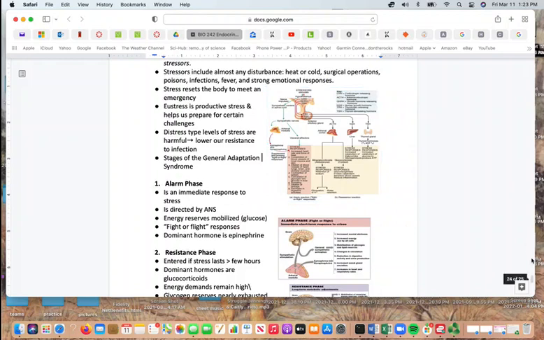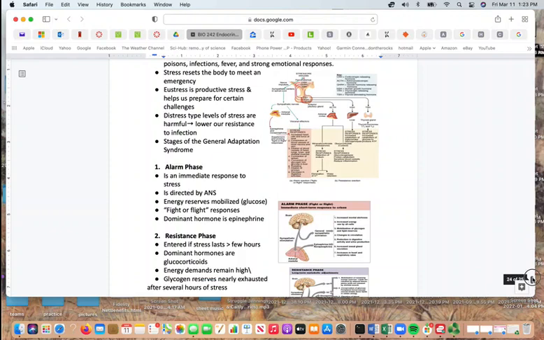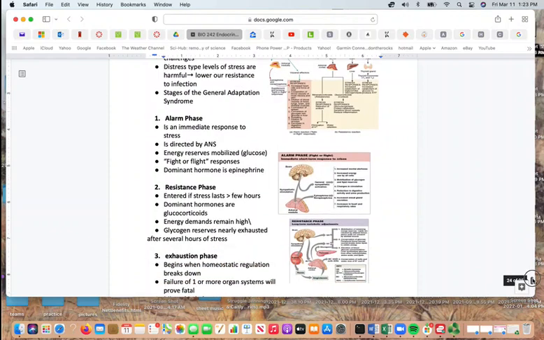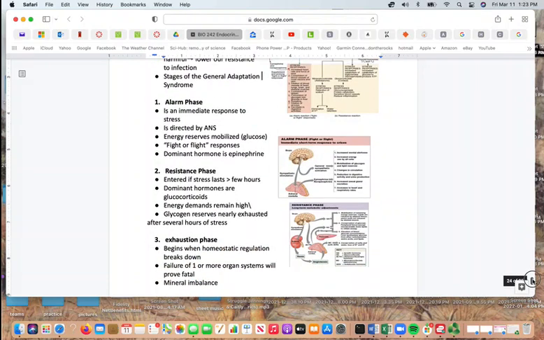So with the alarm phase, this is your immediate response to stress. It's going to be directed by the autonomic nervous system. You're going to have an immediate response to try and mobilize glucose stores with your fight or flight. The dominant hormone involved here is epinephrine.